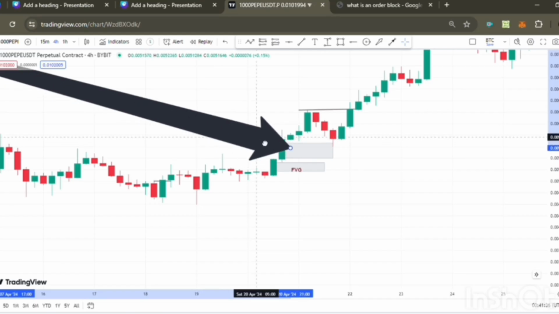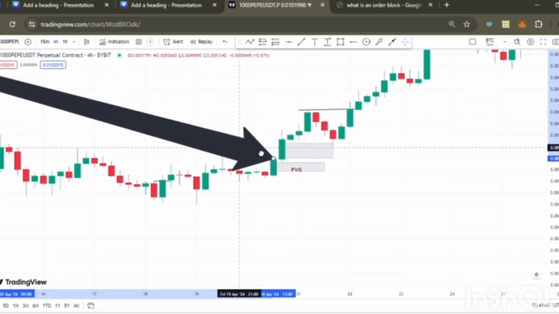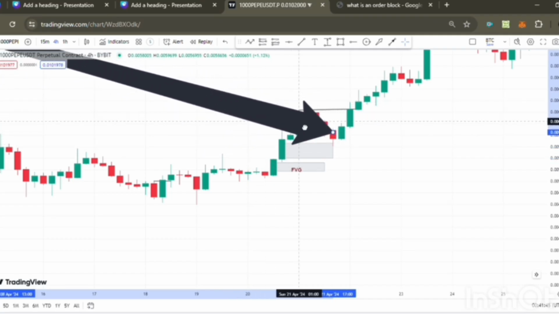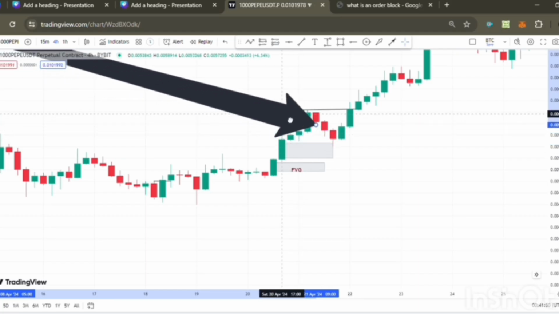So as such, the market will always reverse back. As you can see, the market pulled up, gets to this point, and the market starts making some minor retracement here. As you can see, the market starts making minor retracement.